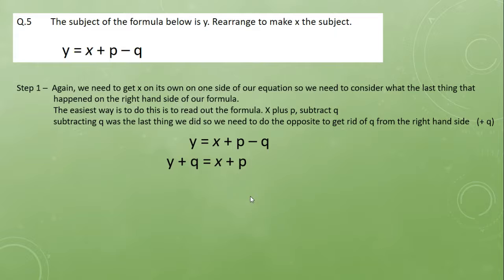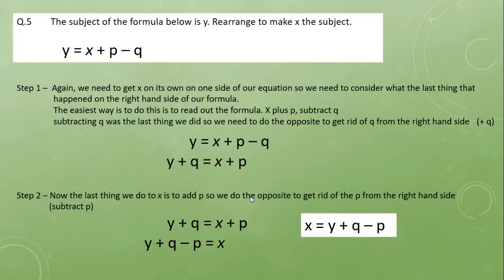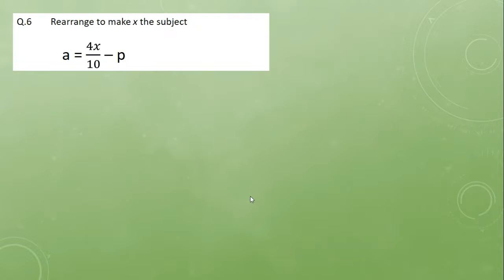I'm planning to get x on its own, so I have to get everything else away from x. Now the last thing I did was x plus p, so I'm going to do the opposite of plus p. I'm going to subtract p, and I'll get y plus q minus p equals x. It doesn't matter that x is on the right hand side. I can interchange that, so I can just swap that around to say x equals y plus q subtract p.